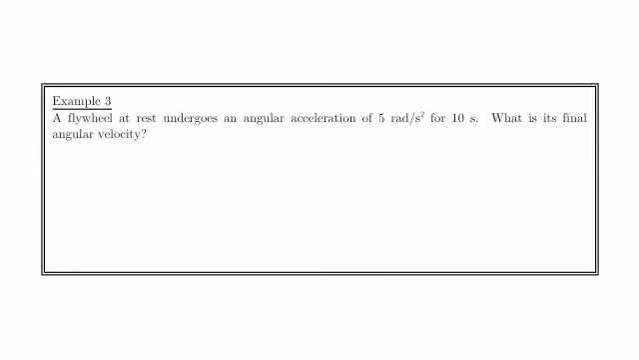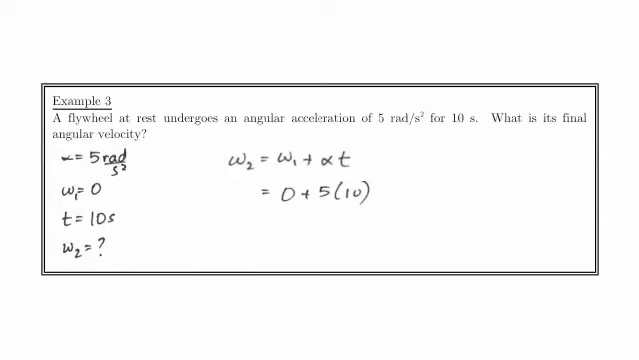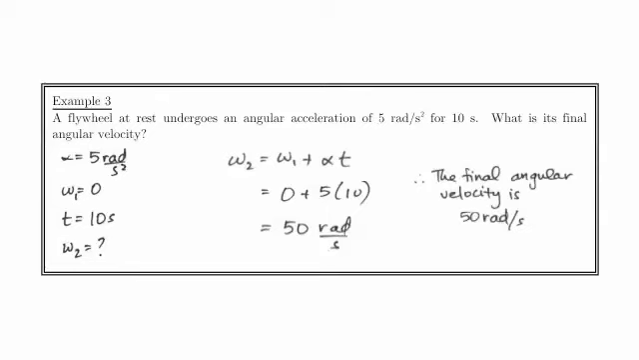So here's example 3. A flywheel at rest undergoes an angular acceleration of 5 radians per second squared for 10 seconds. What's the final angular velocity? We know alpha. We know what omega 1 is. It's equal to 0. We know the time is 10 seconds. So what's omega 2? So we'll use this formula right here. It's one of the 5 that we just looked at. Sub in our values, and we can see that omega 2 is equal to 50 radians per second. And that's the final angular velocity.